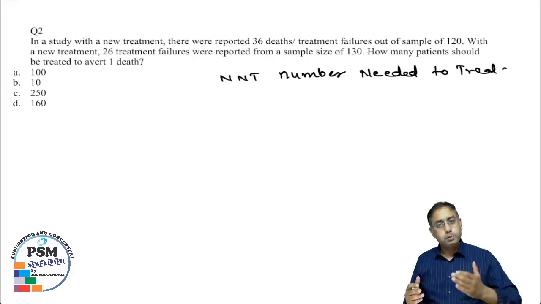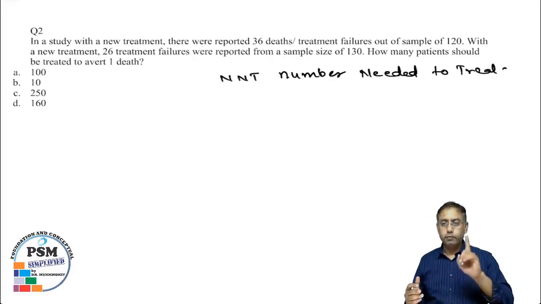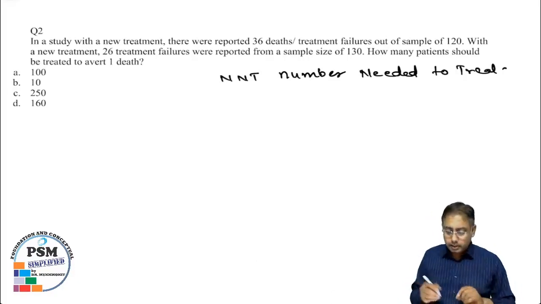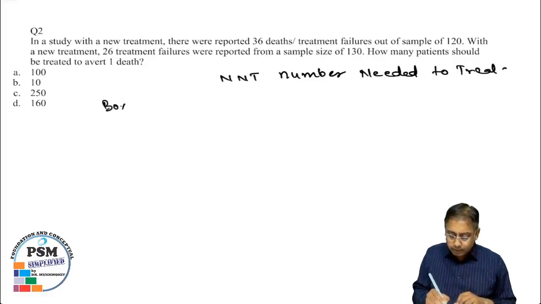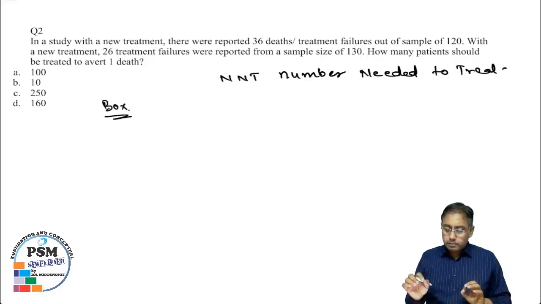There are 3 steps to be followed whenever you get this MCQ. The first step is to make a box. So let me make a box. In a study, there were 36 deaths reported out of a sample of 120. With a new treatment, 26 deaths were there.